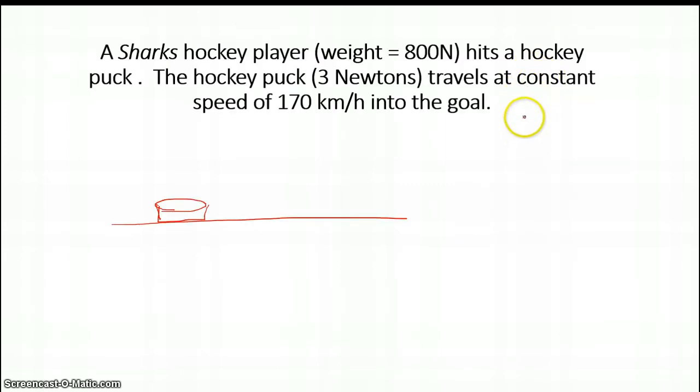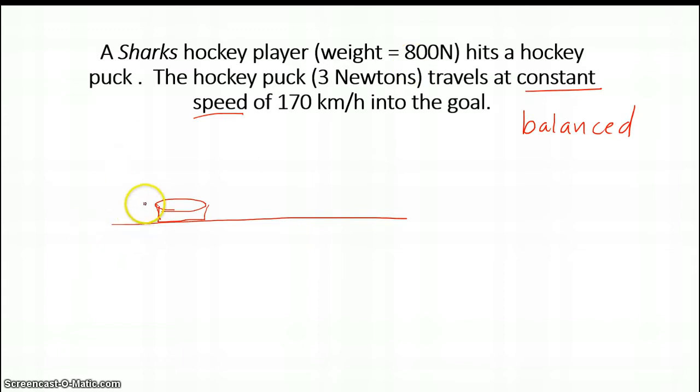So here I have a Sharks hockey player who has a weight of 800 newtons. He hits a hockey puck. The hockey puck is 3 newtons in terms of weight and travels at a constant speed. Ooh, that's a key term, of 170 kilometers per hour. So constant speed, instantly I know I'm dealing with something that needs to be balanced, okay? So we have balanced forces.